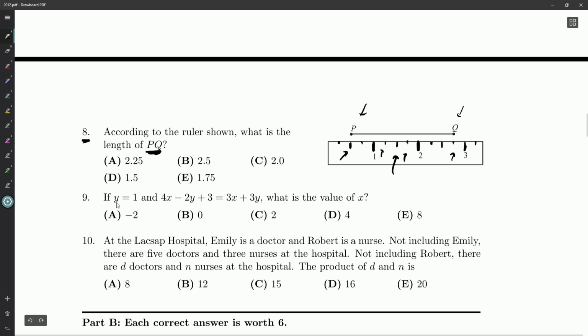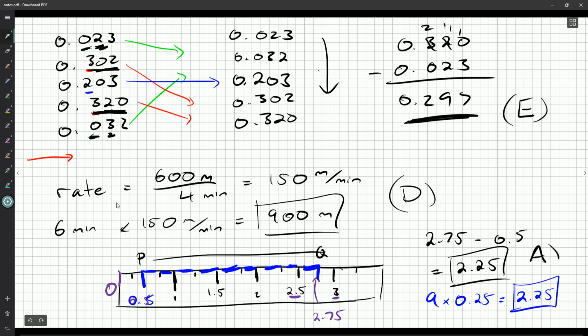Okay? So 2.25, that means we're going to bubble in A. All right. We've only got a couple more questions to go in part A of our Pascal contest. Up next will be, of course, question number 9.